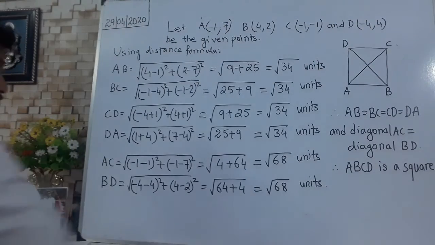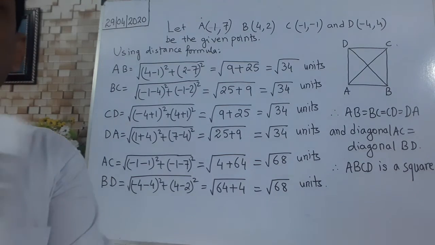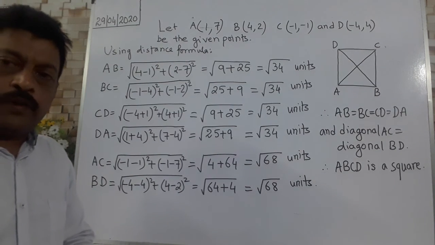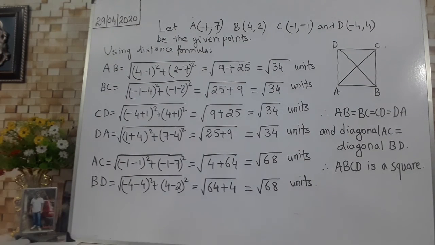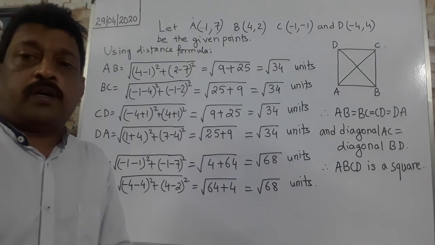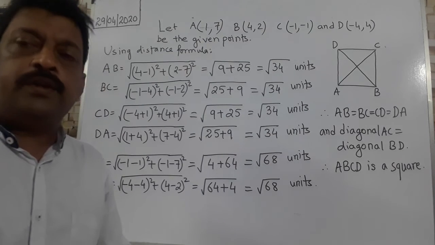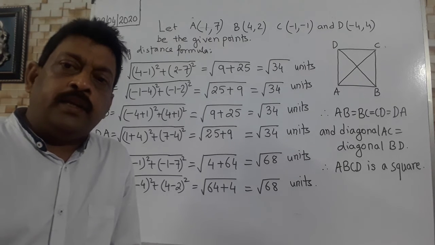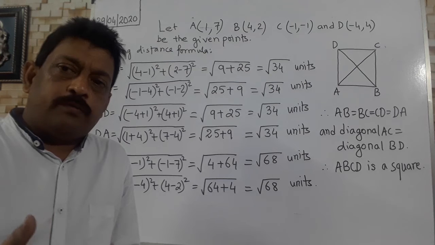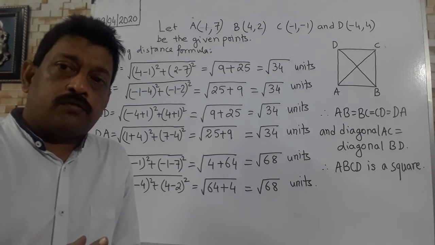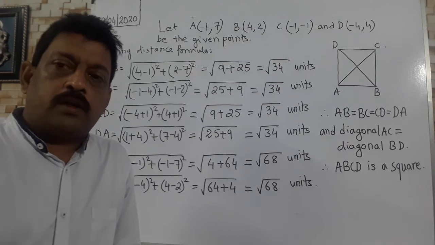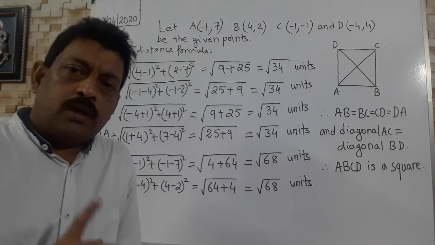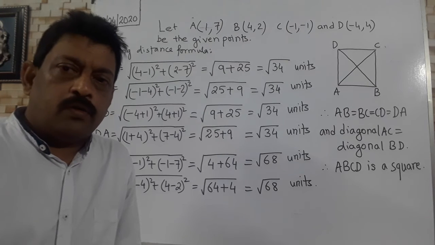So in this way, if 4 points are given to us, first of all we have to find the length of all 4 sides and check whether it will form a square or rhombus. In this way, parallelogram and rectangle also we have to find. In case of a rectangle, the opposite sides will be equal and the diagonals will also be equal. But in case of a parallelogram, only the opposite sides will be equal but the diagonals will not be equal. Hope it is clear to you.